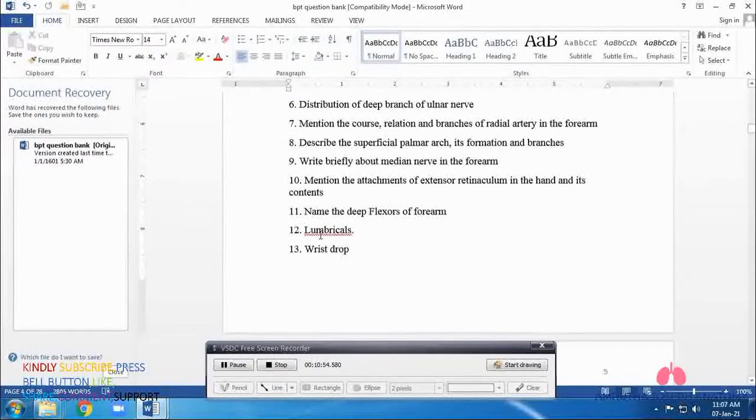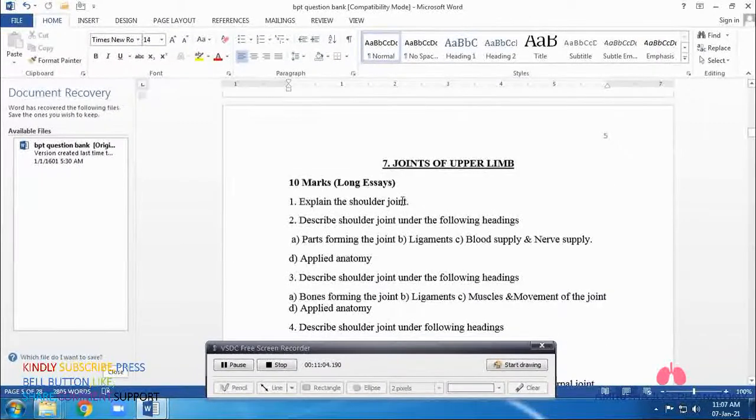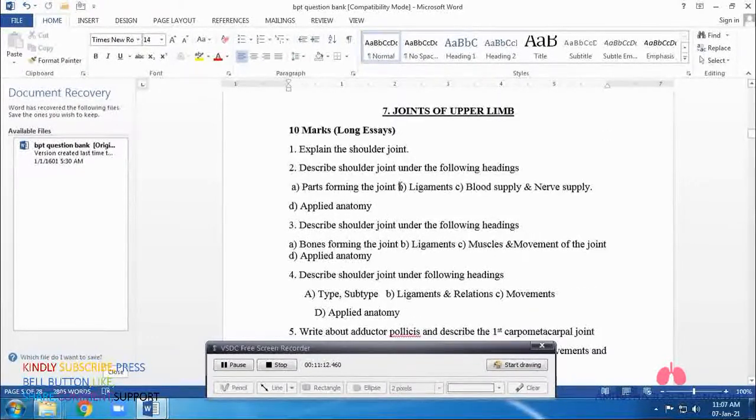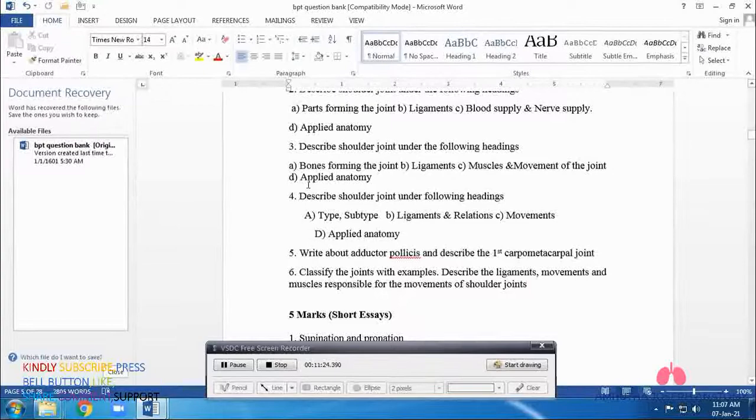Coming to the next, joints of upper limb. So here the 5 marker is shoulder joint under the following headings. Again the shoulder joint is asked: parts forming the joint. So just mention about the bones which are forming it, ligaments, blood supply, nerve supply, applied anatomy. Coming to the next, again shoulder joint is asked. Here they have specifically asked the muscles, movements of the joint, applied anatomy. So write about the muscles, at least know two movements of a muscle, mention that, and applied anatomy.